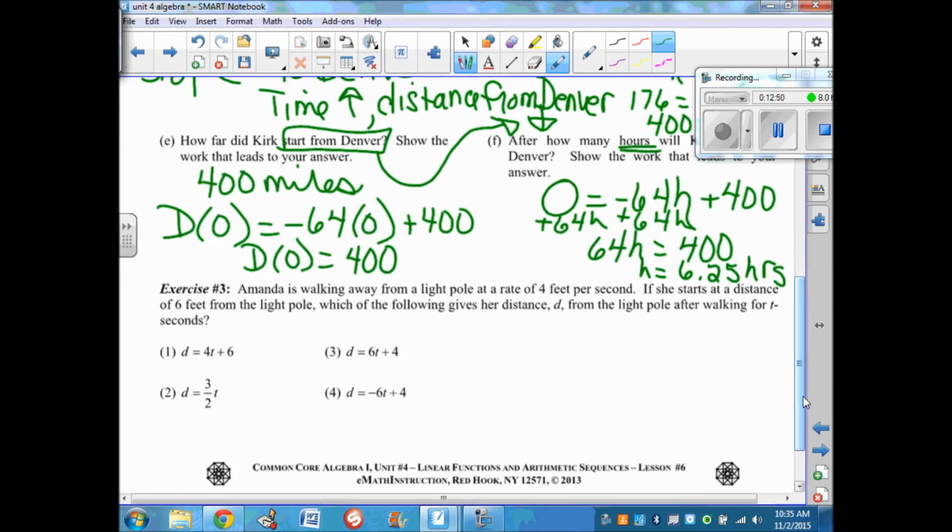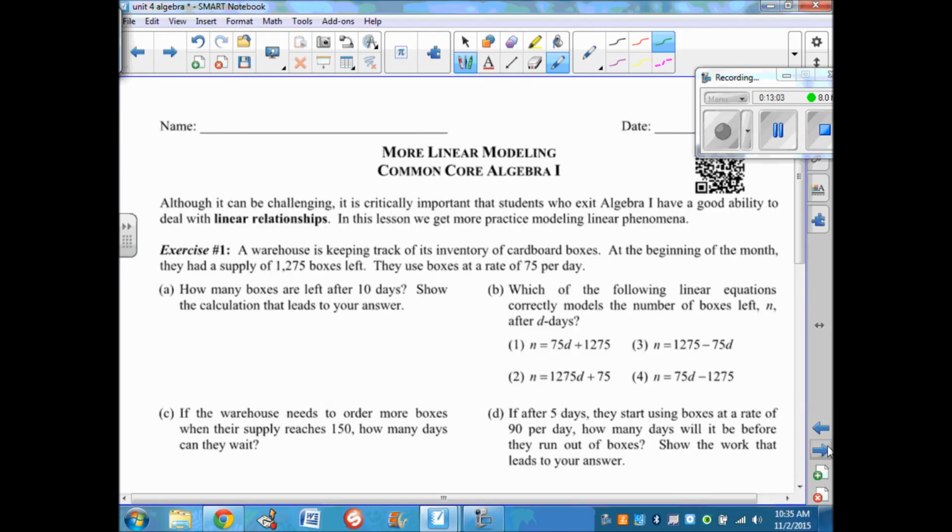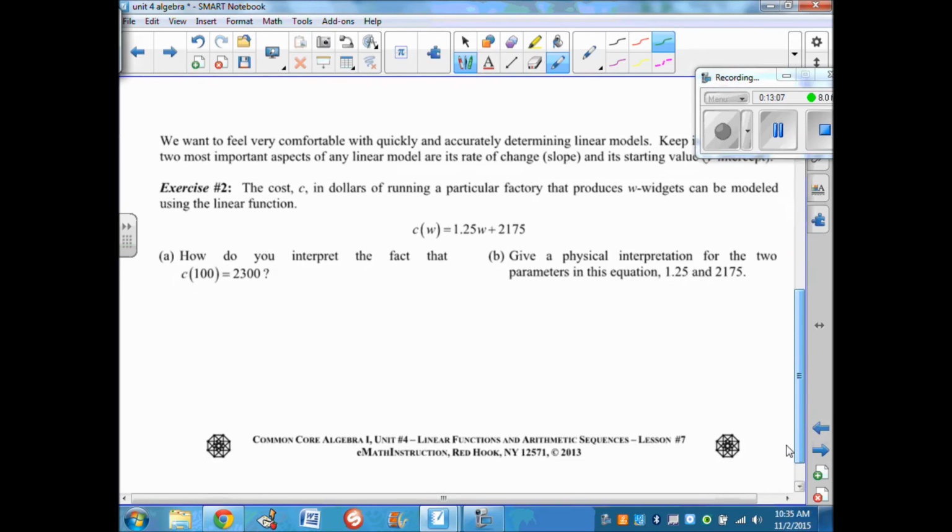Okay, not going to go through exercise 3, but the answer is 1. Go ahead and flip to lesson 7. We're going to do just a few questions from there. It's the same topic. So we're going to hop down to question 2.